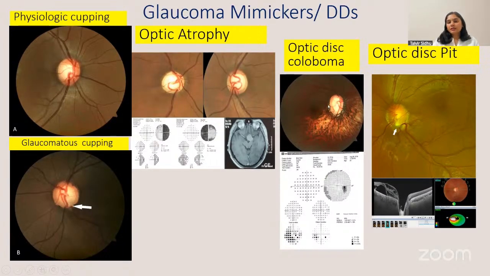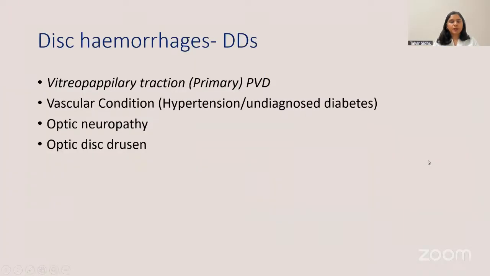You can see that this is a very large disc. Optic disc coloboma is present here and that is actually causing an enlarged cup disc ratio. Here you can see there is an optic disc pit that is present in an unusual position, which is causing enlarged cup disc ratio. Now coming to DDs of disc hemorrhages.